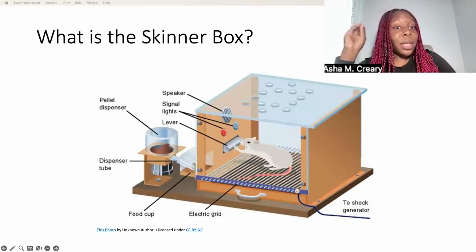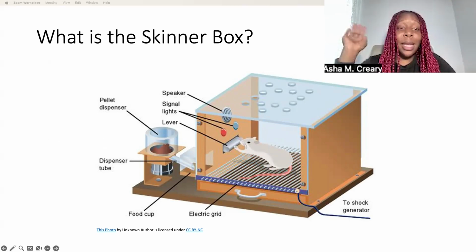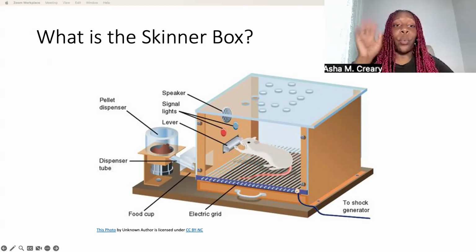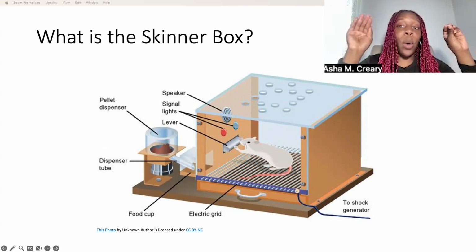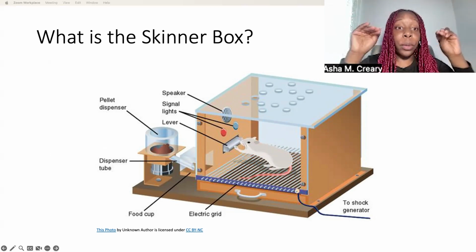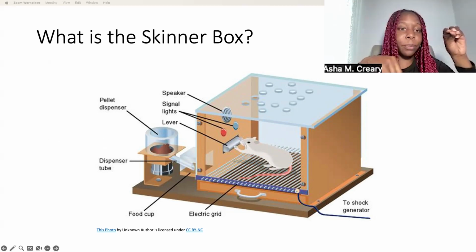All right. So what is a Skinner box? All right. This is a picture of the Skinner box. It is essentially a box where there's a lever. That's where the consequences come into play. So I think when they first did the research, or when they first developed this box, when you push down the lever, food would come. Then they started to add in, okay, well, if you do this, a shock will come.